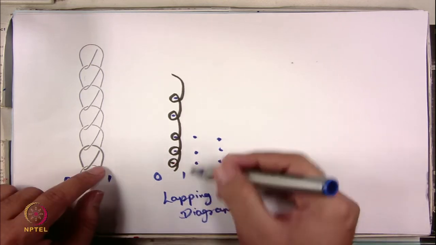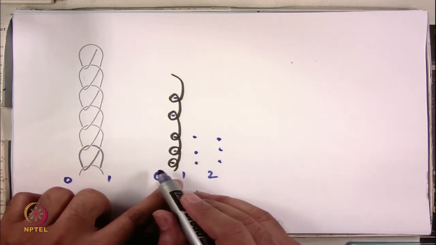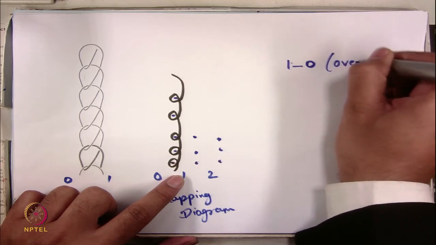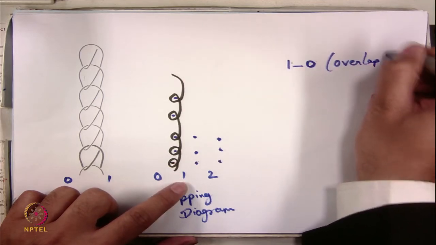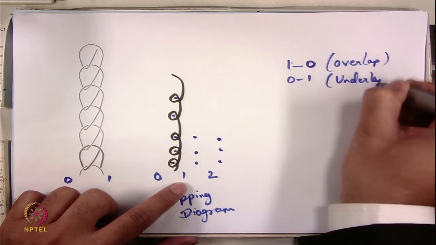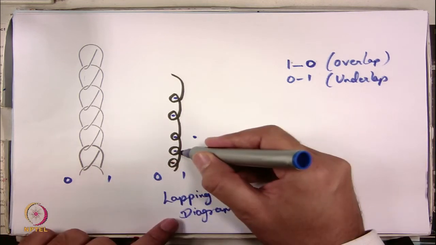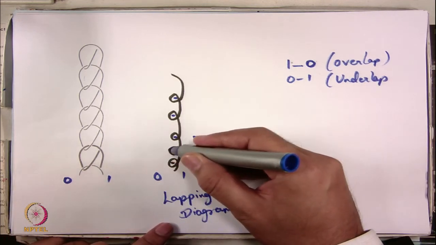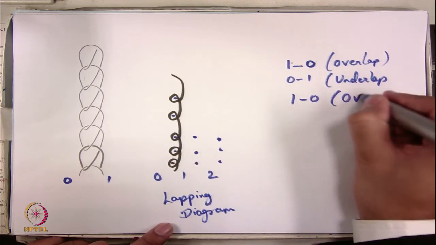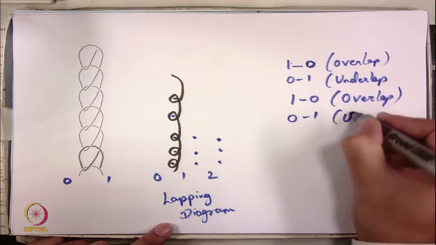And for this particular guide, how will things be moving? From 1 to 0, you are doing overlap, and then 0 to 1, you are doing underlap. Okay. So after this position again you are doing overlap and then underlap. So 1 to 0 again overlap in the second course, then 0 to 1 underlap.